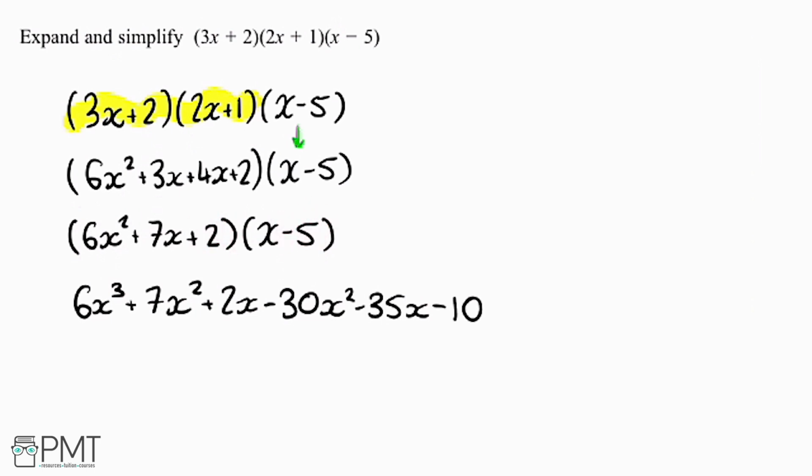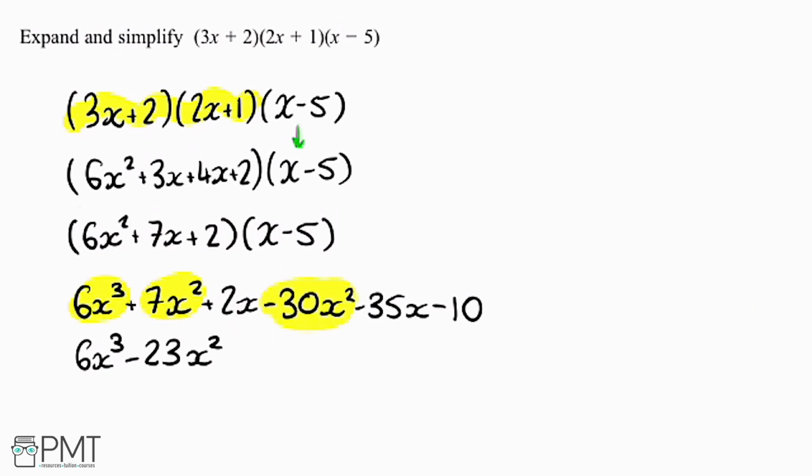Okay, so now we can do what we did last time and combine like terms. So we've only got one x to the power of 3 term, so that's going to stay the same. We've got two x squared terms, so we can combine those. So do 7x squared minus 30x squared, which gives us minus 23x squared. So I've used this term and this term.